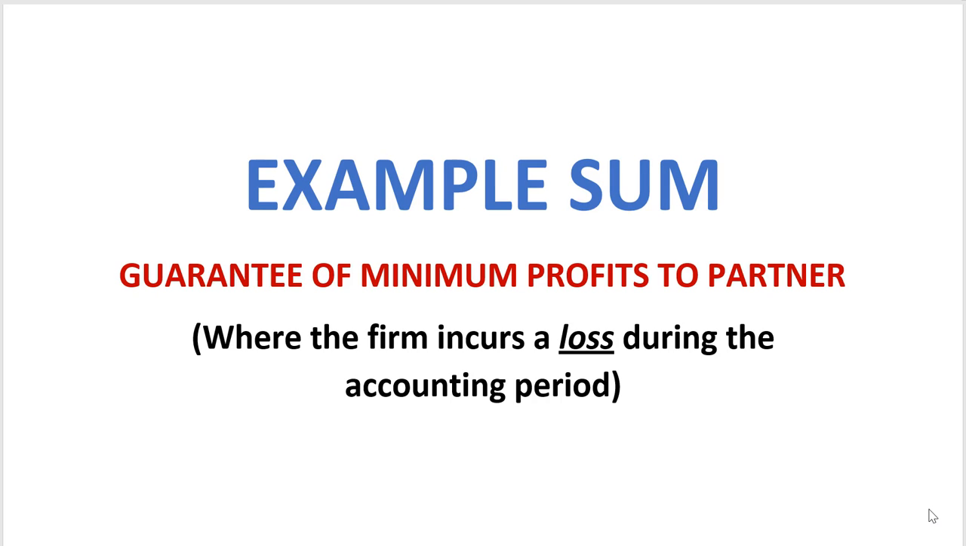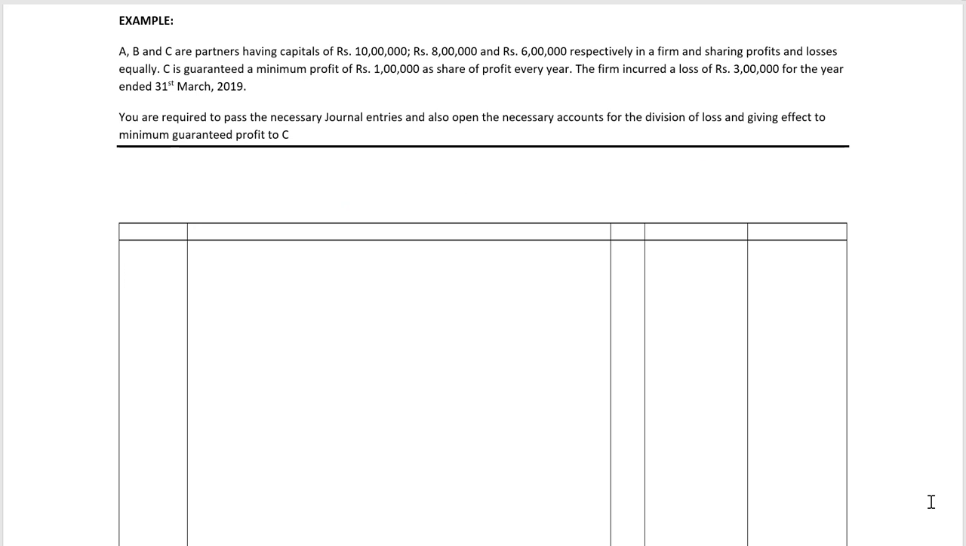Hi, we are continuing example sums on the topic of guarantee of minimum profits to partner. In this video, we will cover the case where the firm incurs a loss during the accounting period. Let's go to the example.